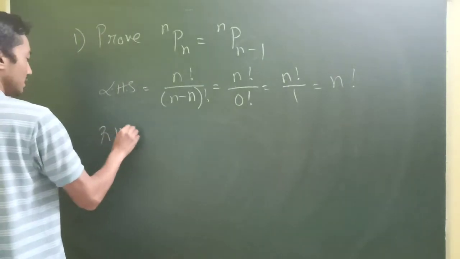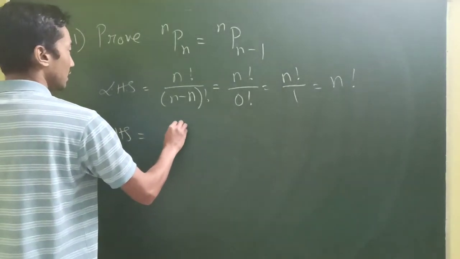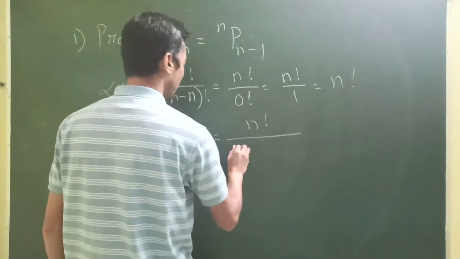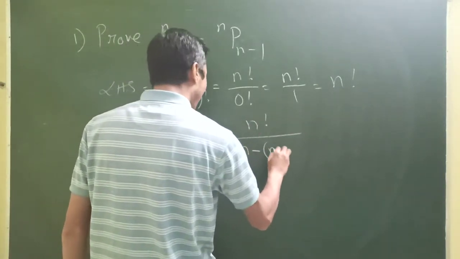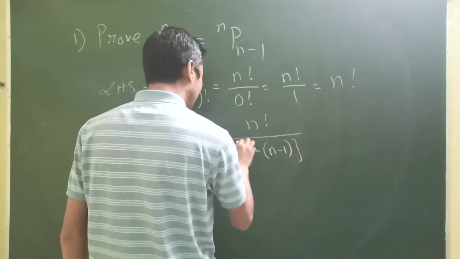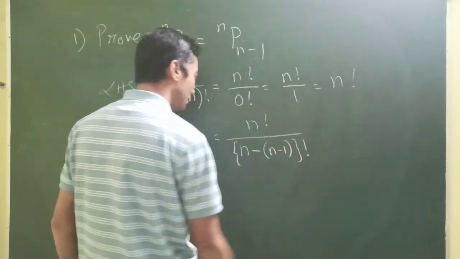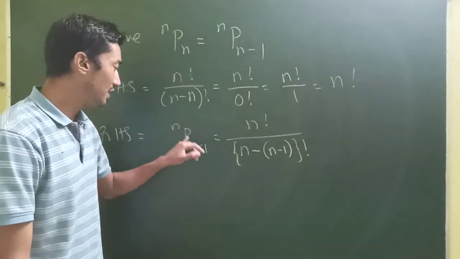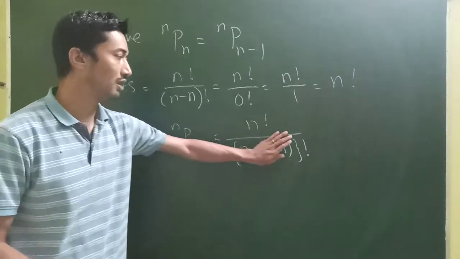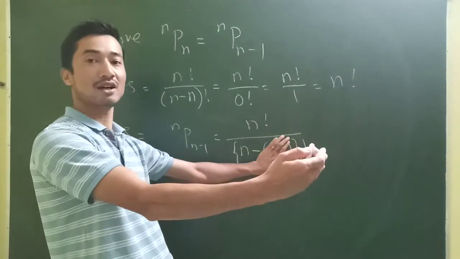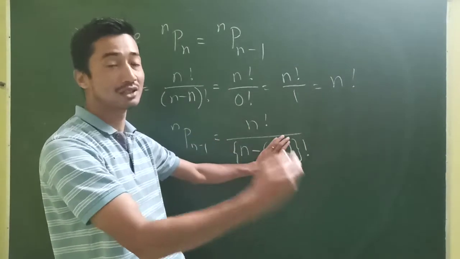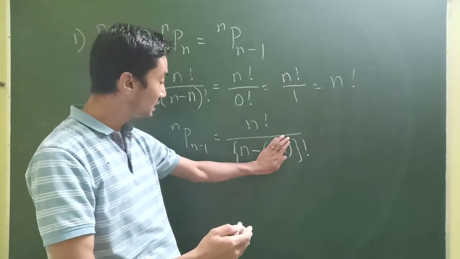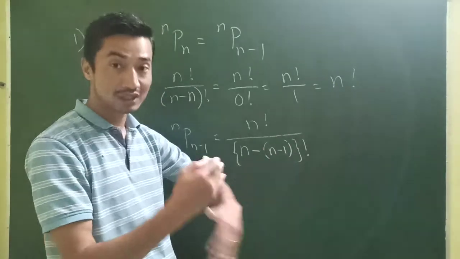Let's try to solve the RHS, right hand side. I'll just write nP(n minus 1). So that's n factorial divided by (n minus r) factorial. What is the value of r? This is the place where generally most students make mistakes. nPr is n factorial by (n minus r) factorial. What is the value of r? Don't make these silly mistakes, okay? Minus means bracket, because the r term is n minus 1. So it's really going to change.